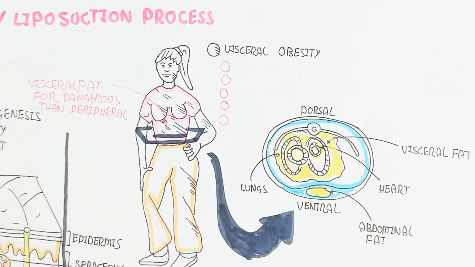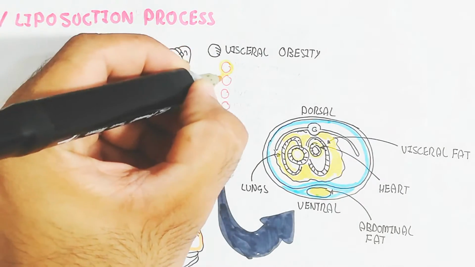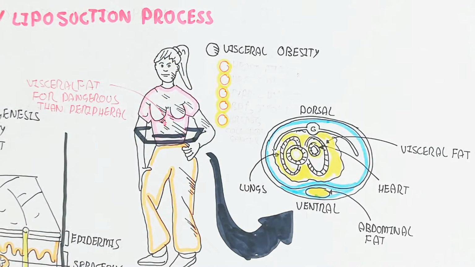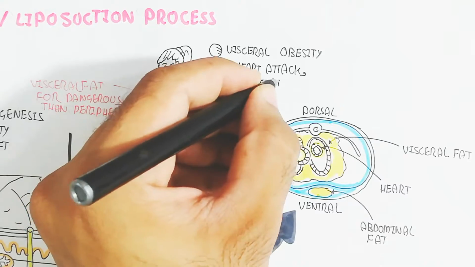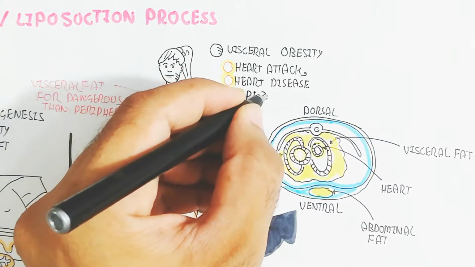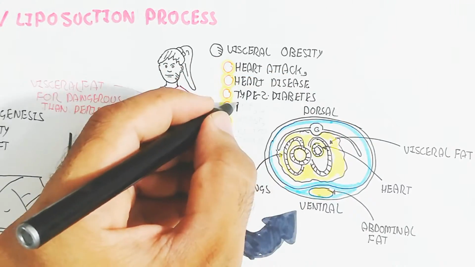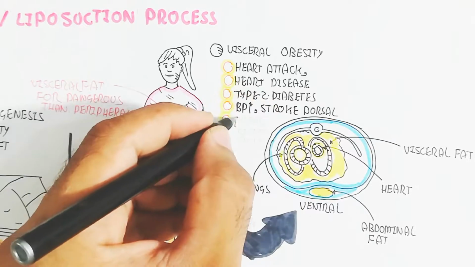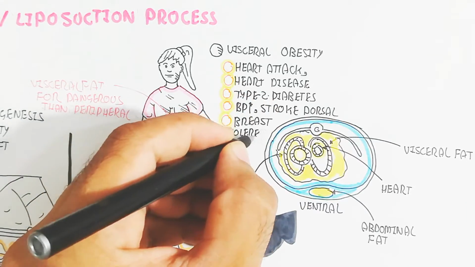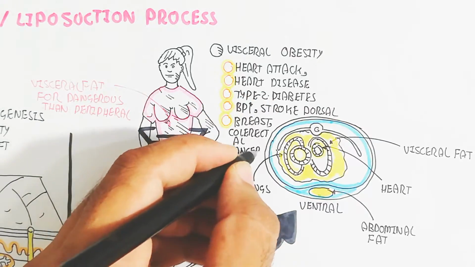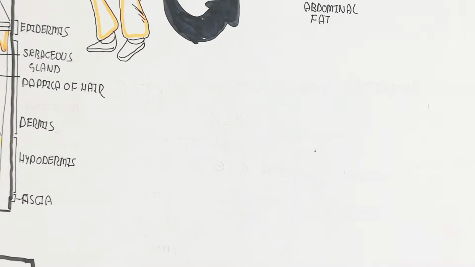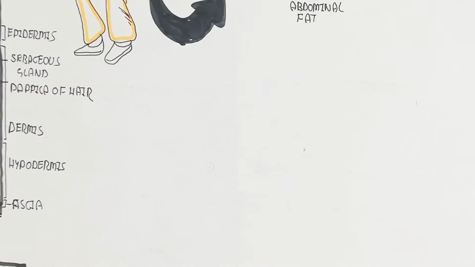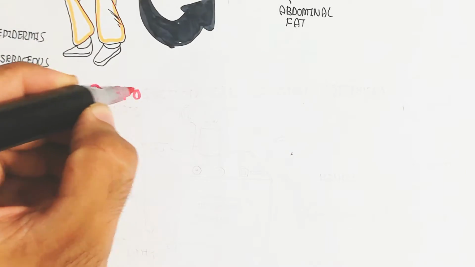So let's begin to understand. Here are heart attack, heart disease, type 2 diabetes, increased blood pressure, stroke, breast cancer, and colorectal cancer, which are all effects of visceral obesity. This is more dangerous and causes heart attack. But the peripheral fat is not too dangerous because it is a peripheral part of the body.